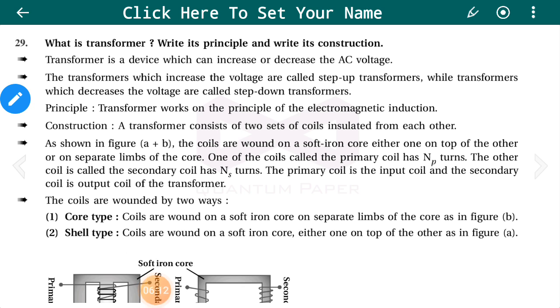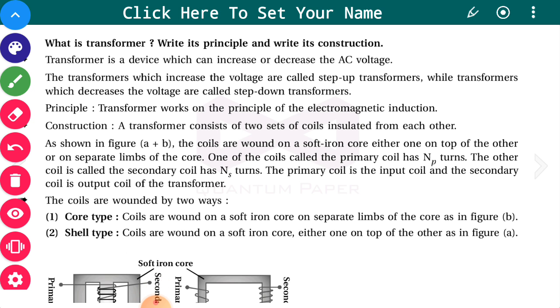Now the next topic of discussion is transformer principle. Transformer is a device which can increase or decrease the AC voltage. The transformer which increases the voltage is called a step up transformer, and the transformer which decreases the voltage is known as a step down transformer. Principle is electromagnetic induction.